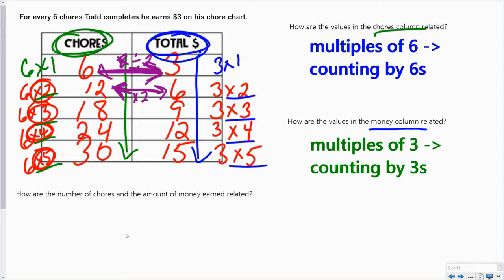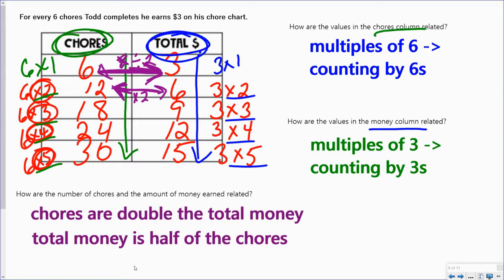So when I look at that, that says that the chores on this side are double the total amount on this side. So if I go from money to chores, I'm multiplying by 2. The total money is half of the chores. So that means if I'm going from the amount of chores to the amount of money, then I am dividing by 2.